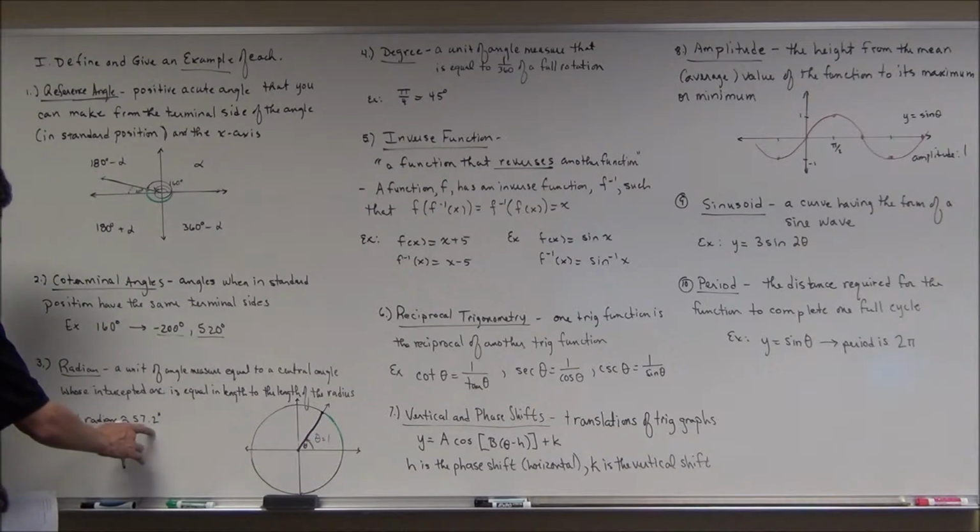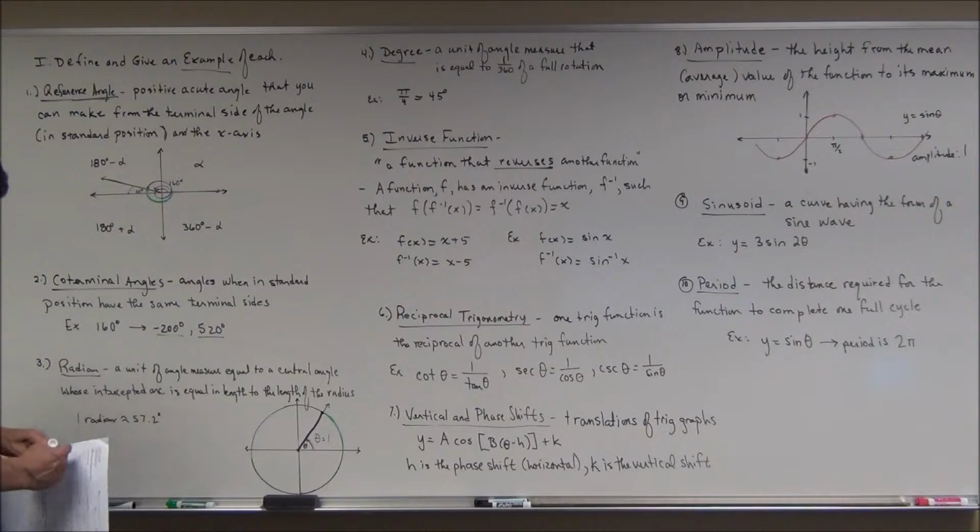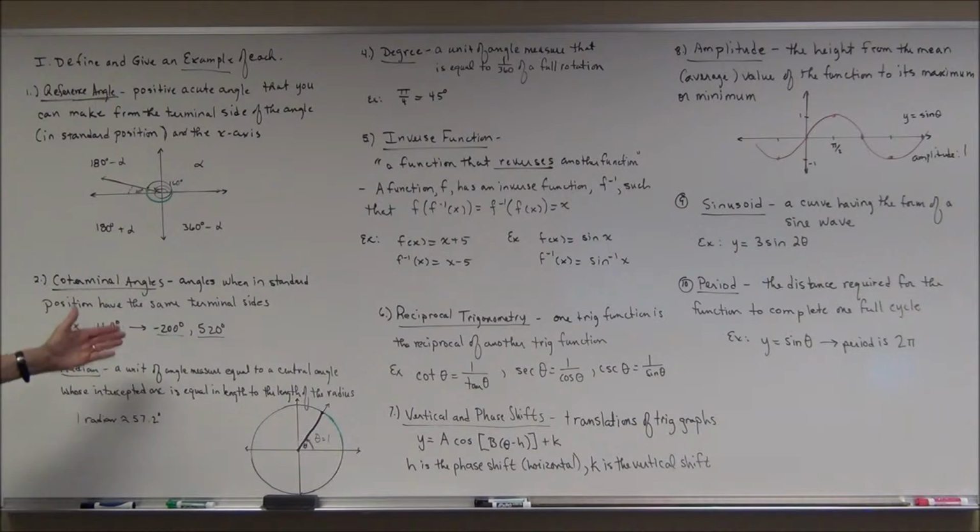As it turns out, I'm not sure if it's 57.1 or 57.2. I think it's about 57.2 degrees. So that's what a radian is. Now, if they ask you for an example of a radian, we can say that 180 degrees is equal to pi radians. But I went ahead and listed it this way.